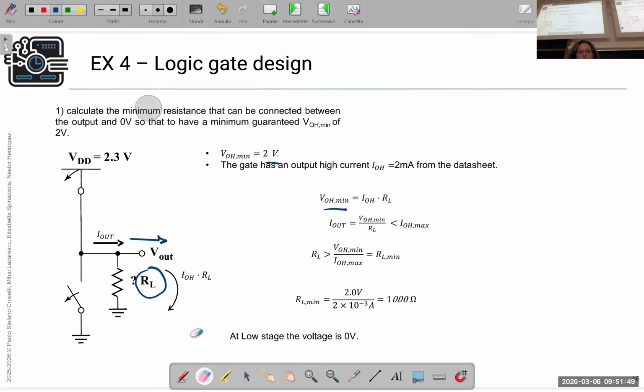Now we have to calculate the minimum value of the load resistance. Which is the current that goes through this? It is the current that we have already evaluated from the data sheet, so 2 milliampere. If you want this to be 2 volt, the output current must be less than 2 milliampere.